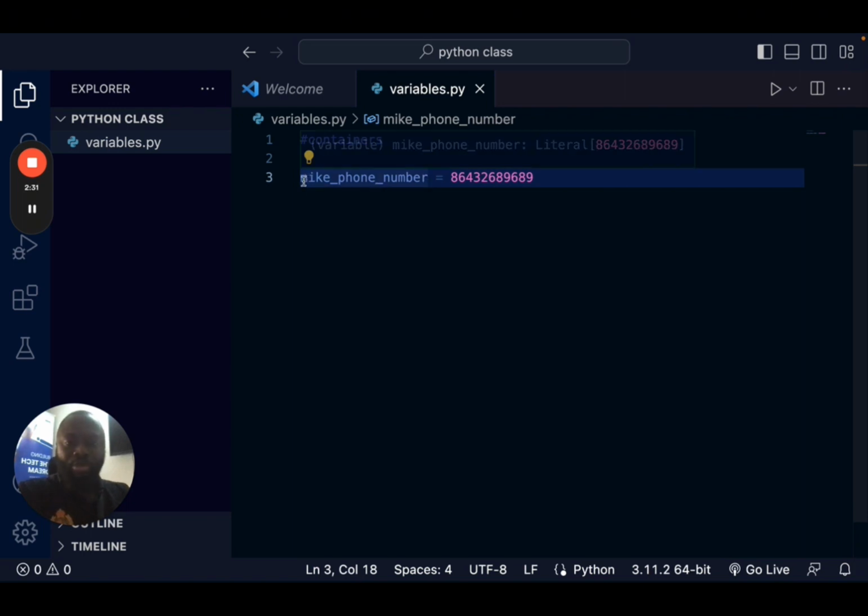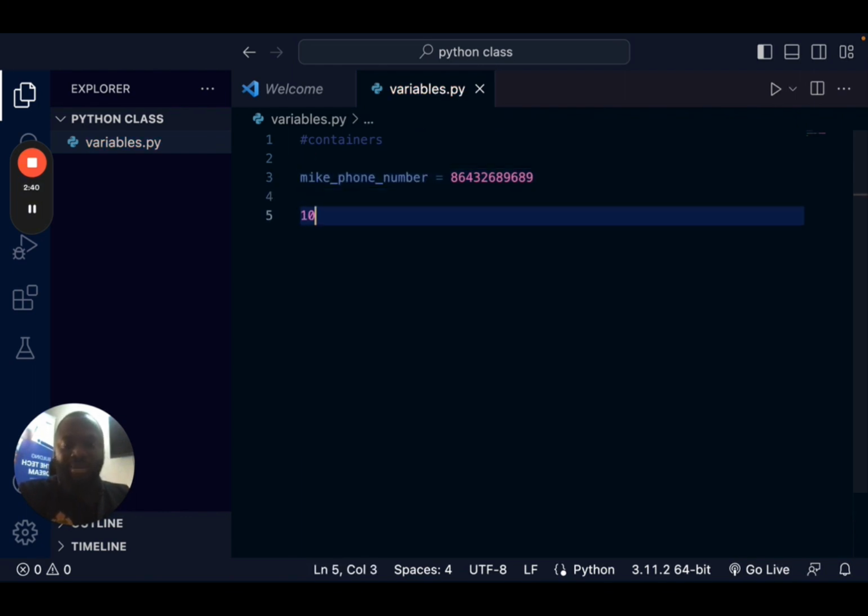This is just one of the rules. The second rule is that you cannot start with a number. I know 10 Mike's phone number doesn't really make sense, but I've seen students do it with things like 10%, for example. It's always better that instead of using 10%, you use ten in words, underscore, percent, or you can have 10 at the end. So you can't start with numbers, but you can use numbers inside of your variables.